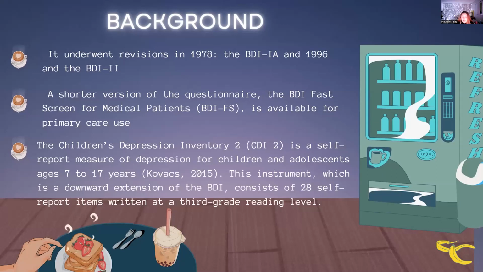There's also the Children's Depression Inventory. It's a self-reported measure for children and adolescents ages 7 to 17. It's a 28 question questionnaire at a third grade reading level.